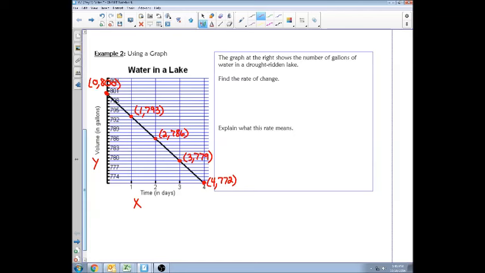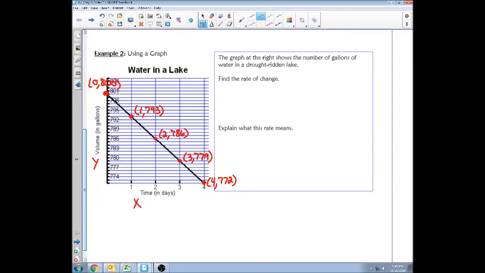So the graph at the left, I don't know why that says right, shows the number of gallons of water in a drought-ridden lake. We need to find the rate of change. So what we're going to do is take one of these points. We're going to look at 2 points. So I'm going to look at the 1, 793 and the 0, 800.